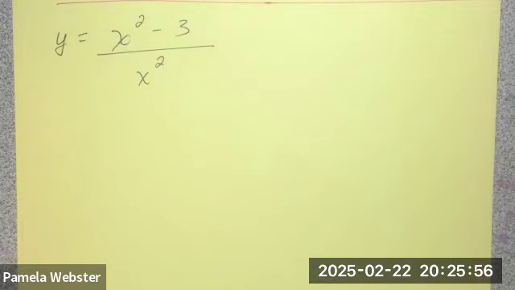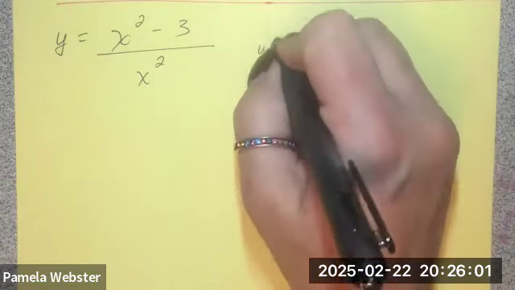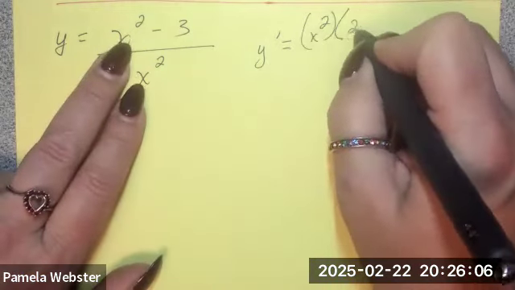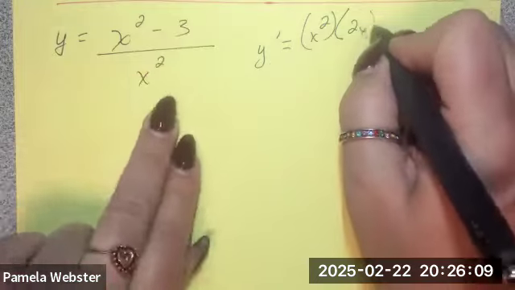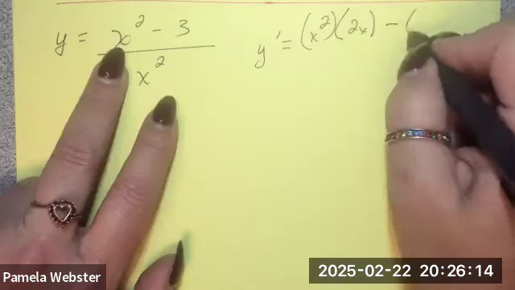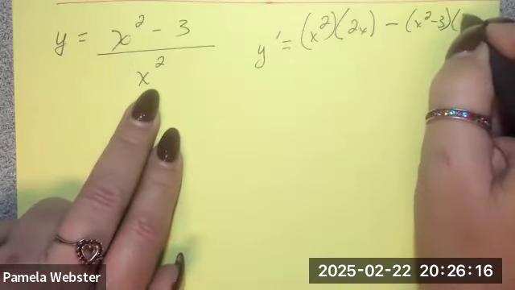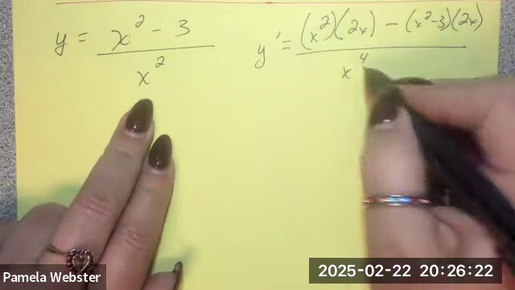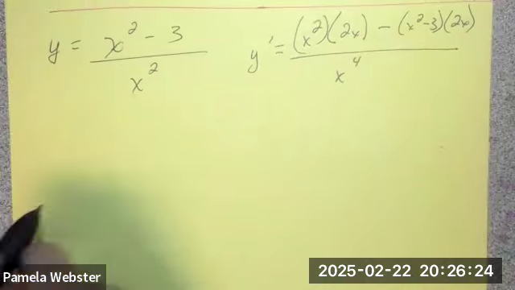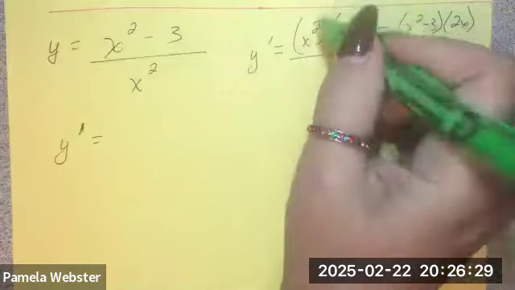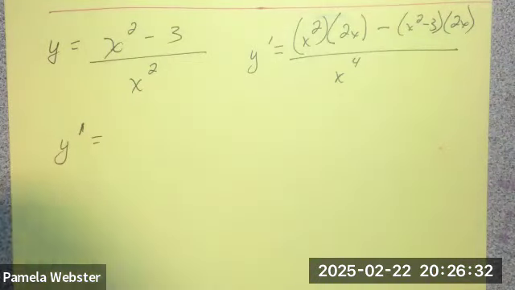Okay, so top and bottom, just straight up quotient rule. So y prime equals the bottom, x squared, times the derivative of the top. That's a 2x. This becomes a 0. Everybody good with that? Minus the top times the derivative of the bottom. That's a 2x all over the bottom squared, which is x to the fourth. Okay, so when I go to simplify this, y prime equals, these guys get multiplied. That's a 2x to the third.